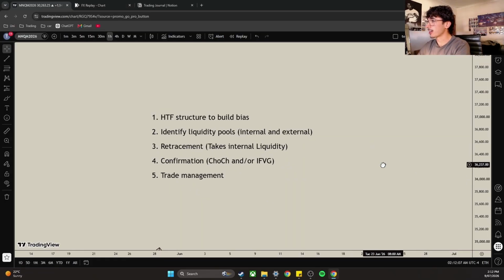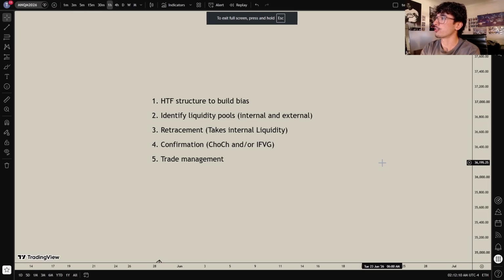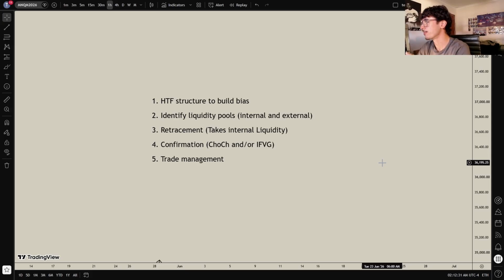But if we look back at my system, the main idea is high time frame structure, and then identify your internal and external liquidity pools, wait for a retracement to take out internal liquidity. I want you to target external liquidity with confirmation being a change of character and/or an inverse fair value gap. Try to have both, it makes it better. And then just have a good break-even placement, have good risk, and you're set. You should become profitable very easily if you just trade the system and don't do stupid stuff. That's about it.